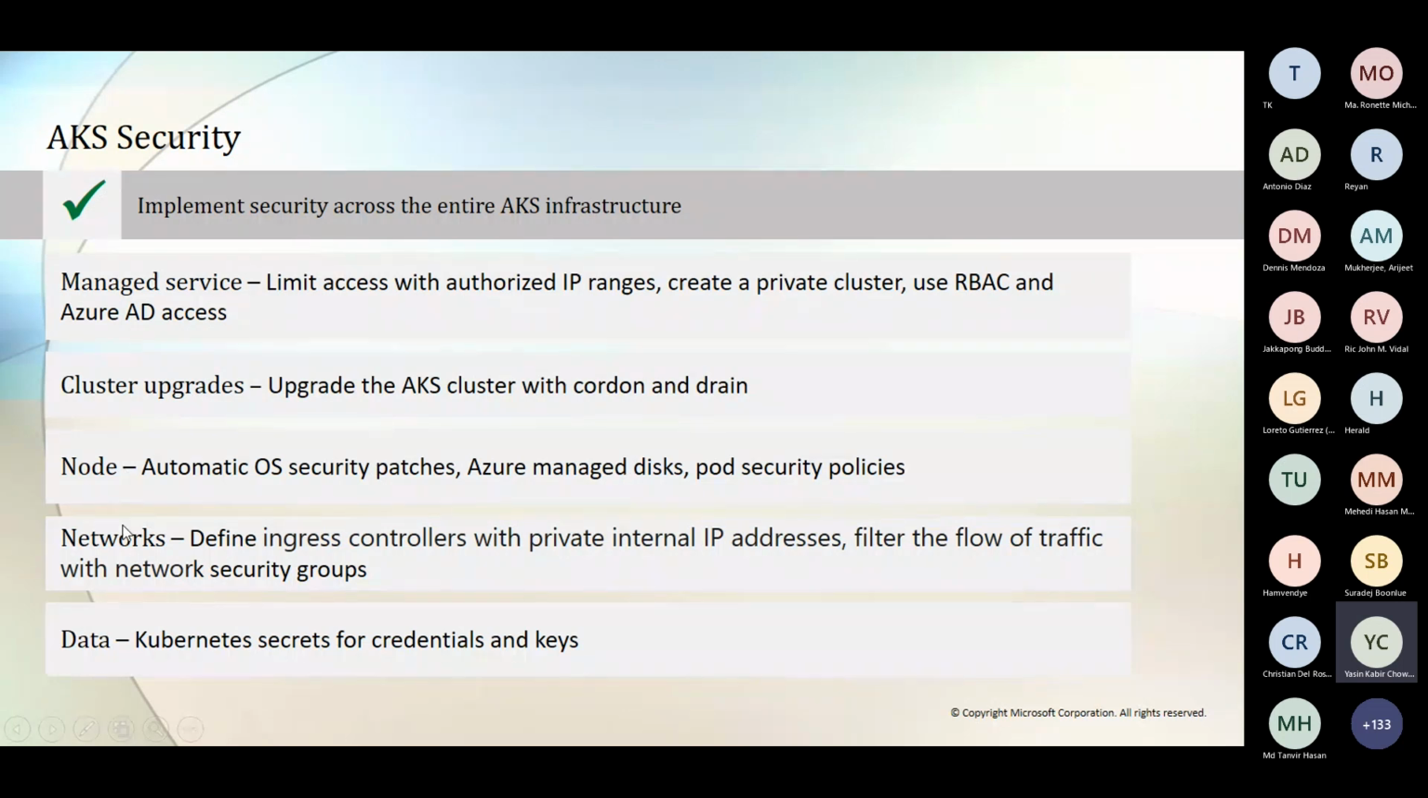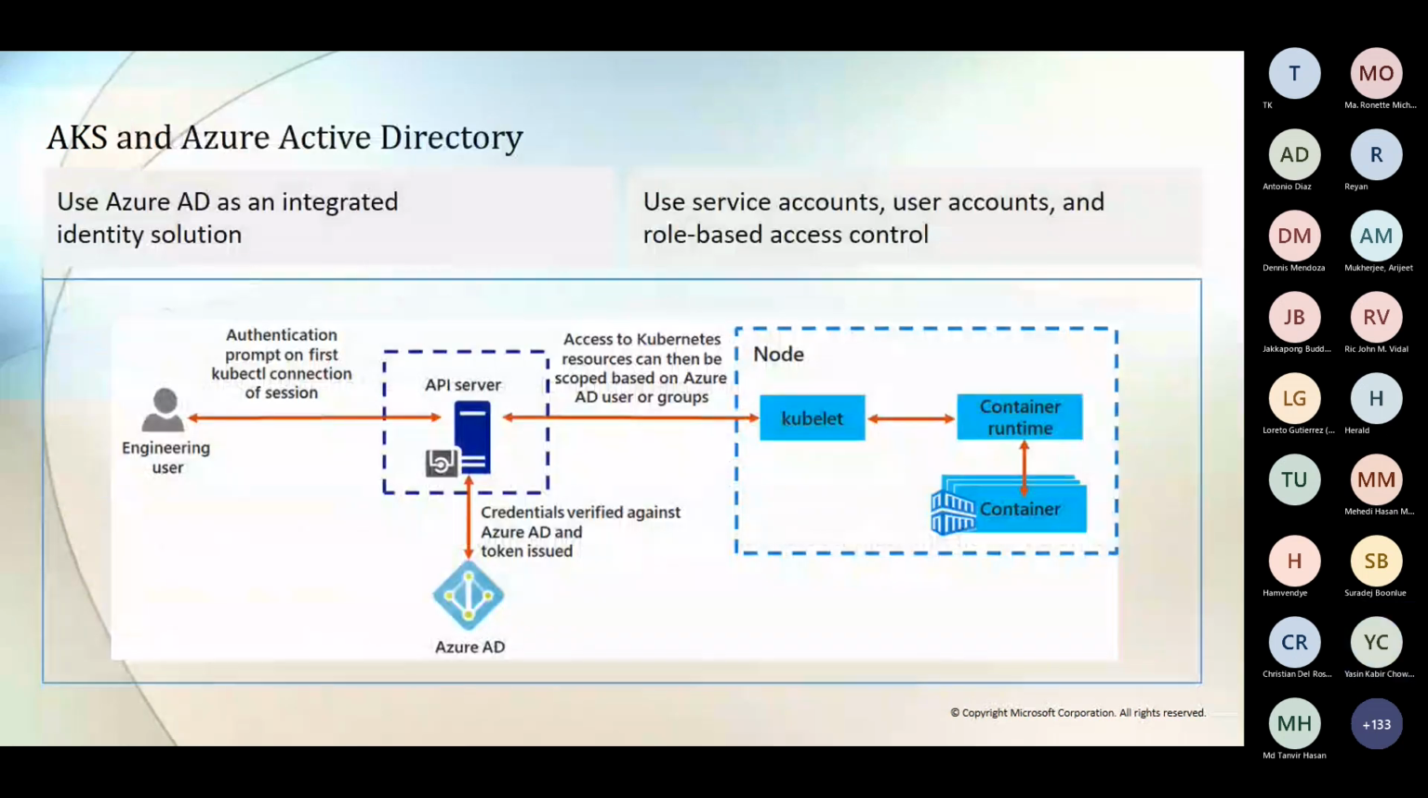This is from the VM. From the network, you can define an ingress controller and private internal IP address. As we learned in the Azure networking class how to secure your network, firewall rules in the NSG group, you can use here also. For data, Kubernetes secrets and credentials, there are some credentials, encryption keys you can use there. For Kubernetes there are secrets, credentials and keys. From there you can secure your data also.